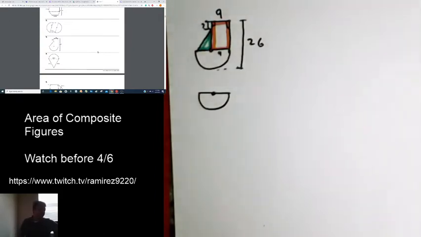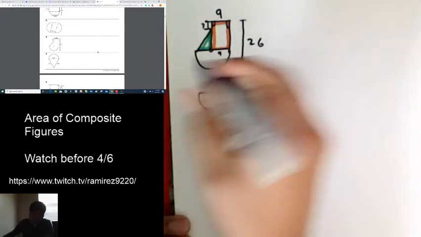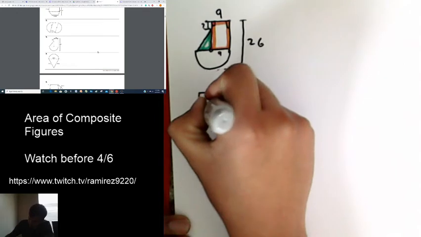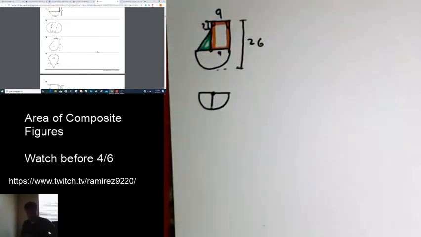Let's see if I have a different color. I don't know how to distinguish this. What would you expect this distance to be? Think about it. Wow, I look for my blue Sharpie. I have a blue Sharpie somewhere. Think about it.